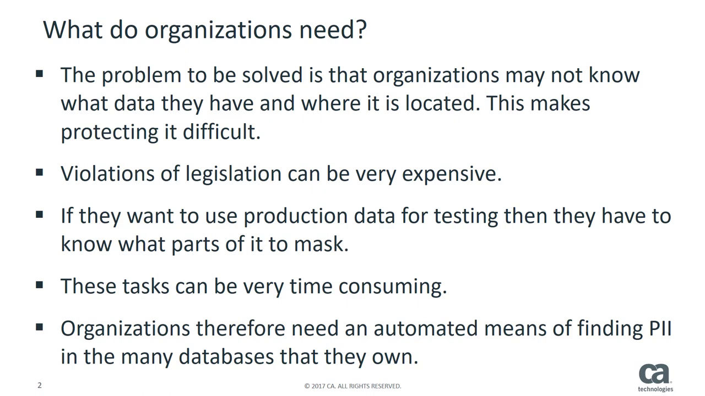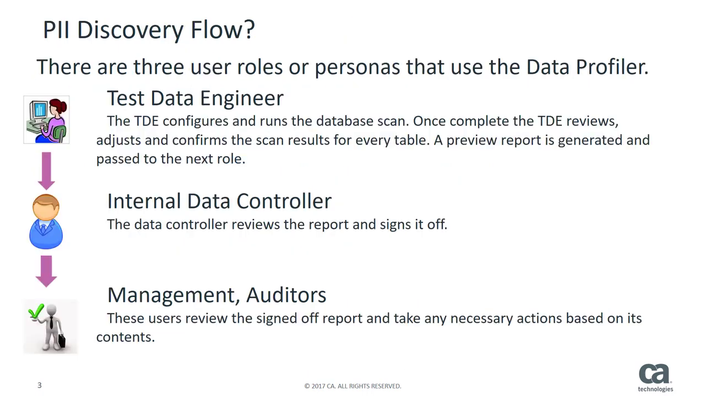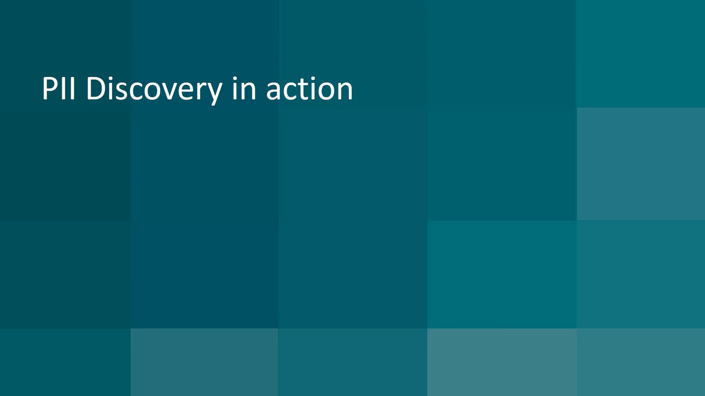Now, the actual flow of how this works is shown here, and we start with our test data engineer. And our test data engineer will configure the scan, so identify the database to be scanned, initiate the scan job, review the scan results, and from that review they can identify where PII data is and know where there may be false positives. That is then passed on to internal data controllers for review and sign off, and the final report can then be passed to the auditors to confirm exactly where this data is. Now we're going to show this in a demonstration.